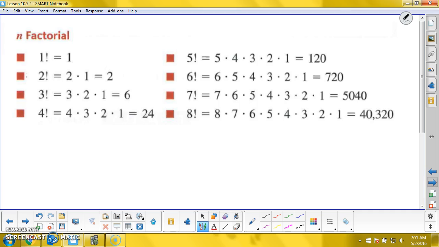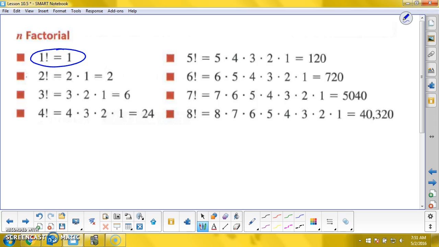In case you don't remember from Algebra 2, we have a mathematical operation called factorial. You can see 1 factorial right here simply just means 1. 2 factorial means 2 times 1. 3 factorial is 3 times 2 times 1. 4 factorial is 4 times 3 times 2 times 1. You can see the pattern there is simply taking that digit and then multiplying by successive digits that decrease by 1.